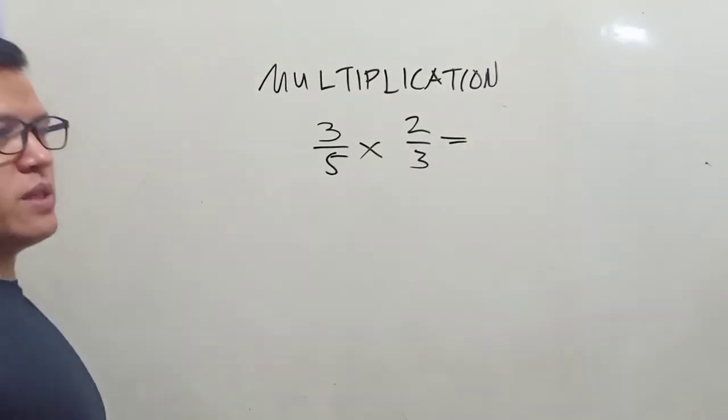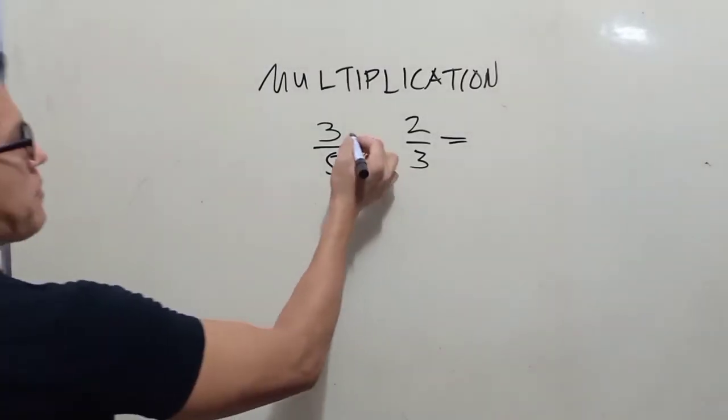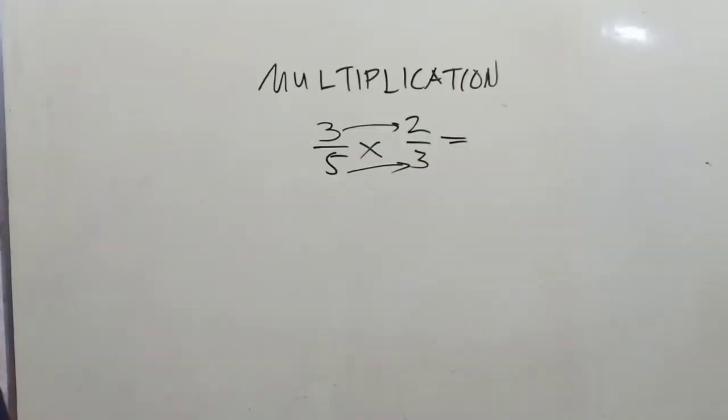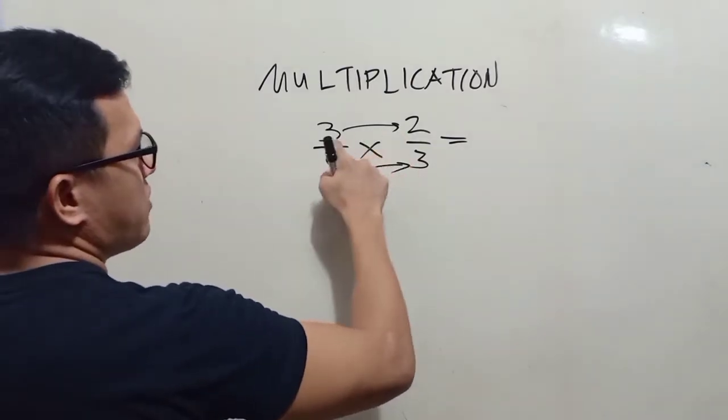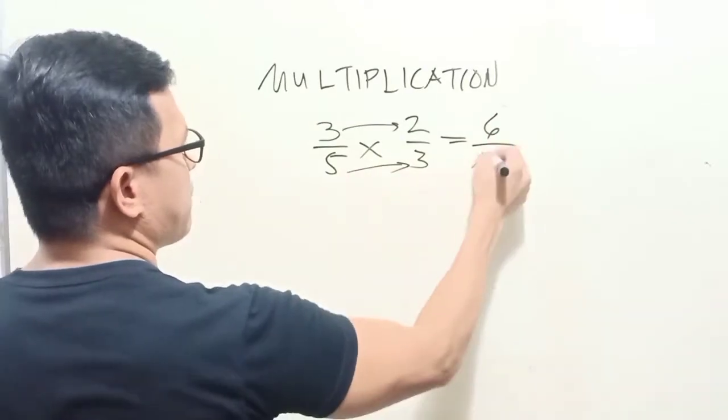Now in multiplication, we don't have to consider the denominators here, okay? What you're gonna do is just to multiply the numerator to numerator and denominator to denominator. We only consider the denominators in addition and subtraction, okay? So multiplying the numerator and numerator, 3 times 2, that is 6. And then this one, 5 times 3, that is 15.